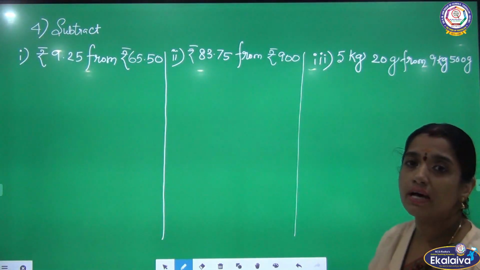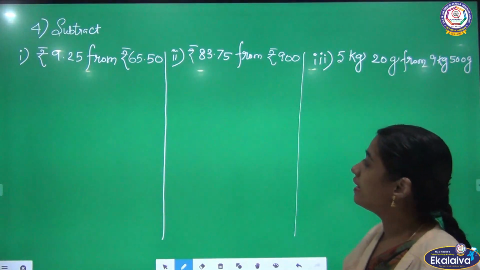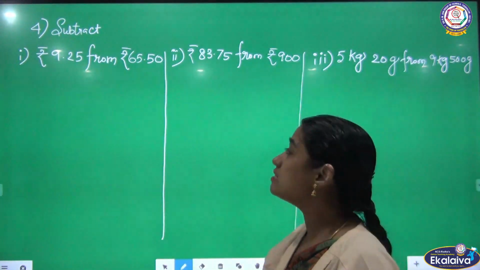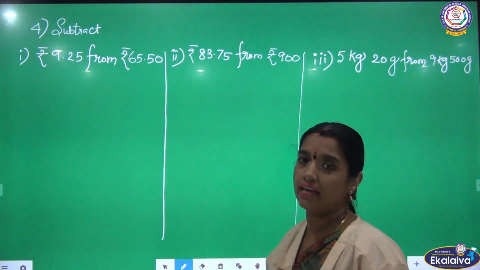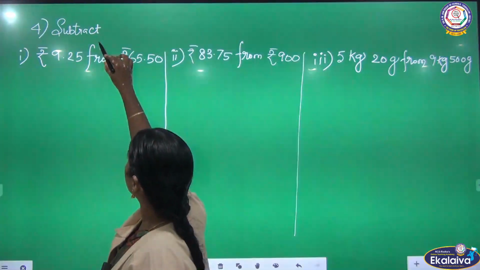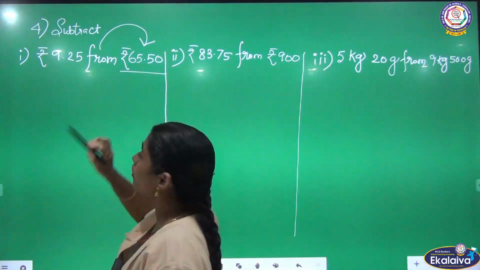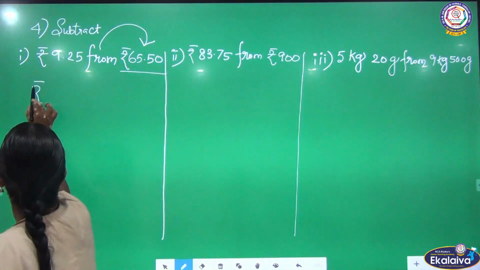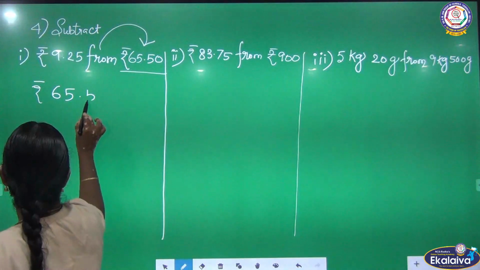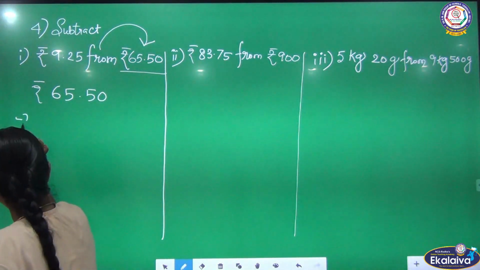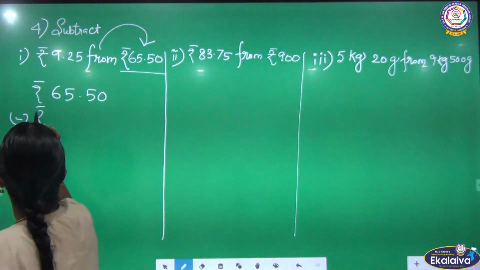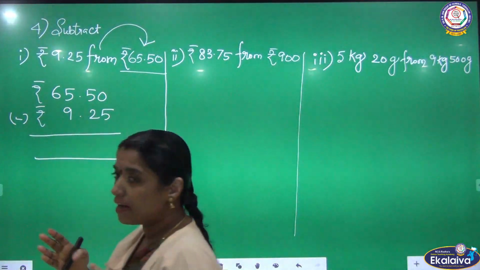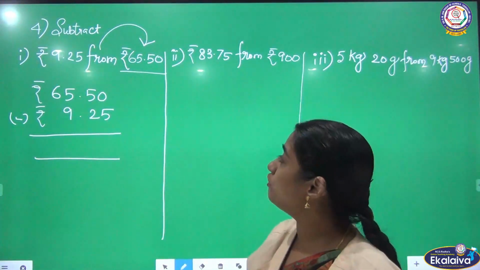Now I am going to subtract the two numbers. Listen here, 9 rupees 25 paise from 65 rupees 50 paise. How am I going to subtract this? First arrange 65 rupees 50 paise. Second, I am going to arrange 9 rupees 25 paise. Can you clear this, children?